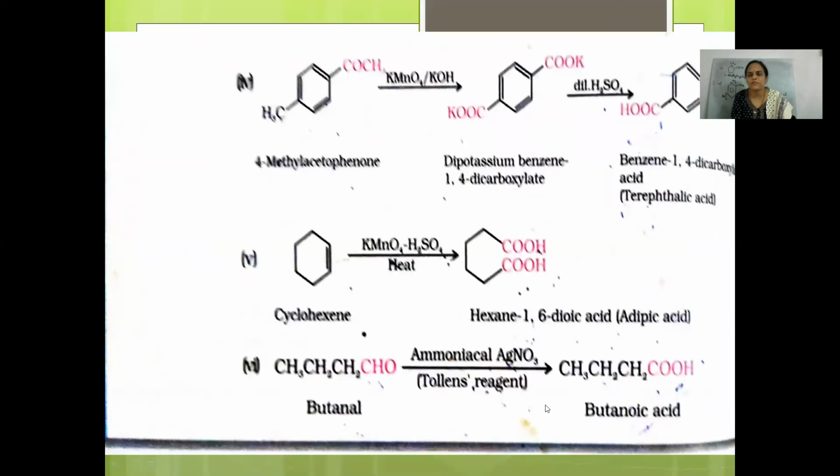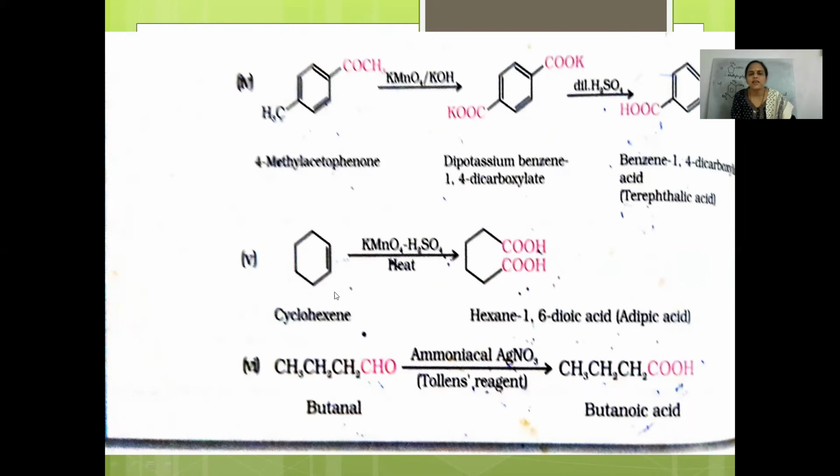Hope it's clear. Then 4-methylacetophenone needs to be converted to terephthalic acid. Terephthalic acid is benzene-1,4-dicarboxylic acid. So 4-methylacetophenone on treatment with KMnO4 in presence of KOH, both the groups, COCH3 and CH3, get converted to the potassium salt of carboxylate at the 1 and 4 positions, which on treatment with dilute H2SO4 forms benzene-1,4-dicarboxylic acid, that is, terephthalic acid is formed.